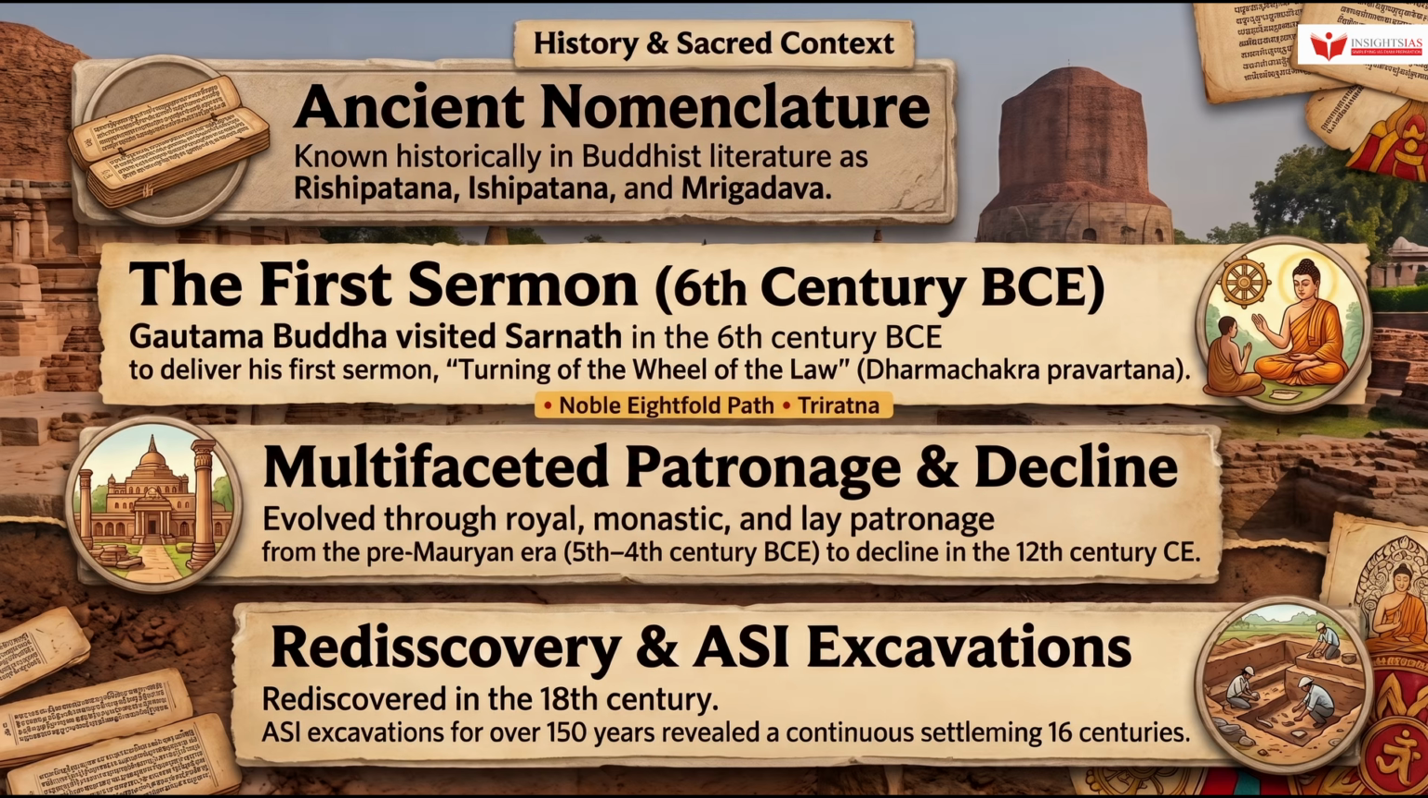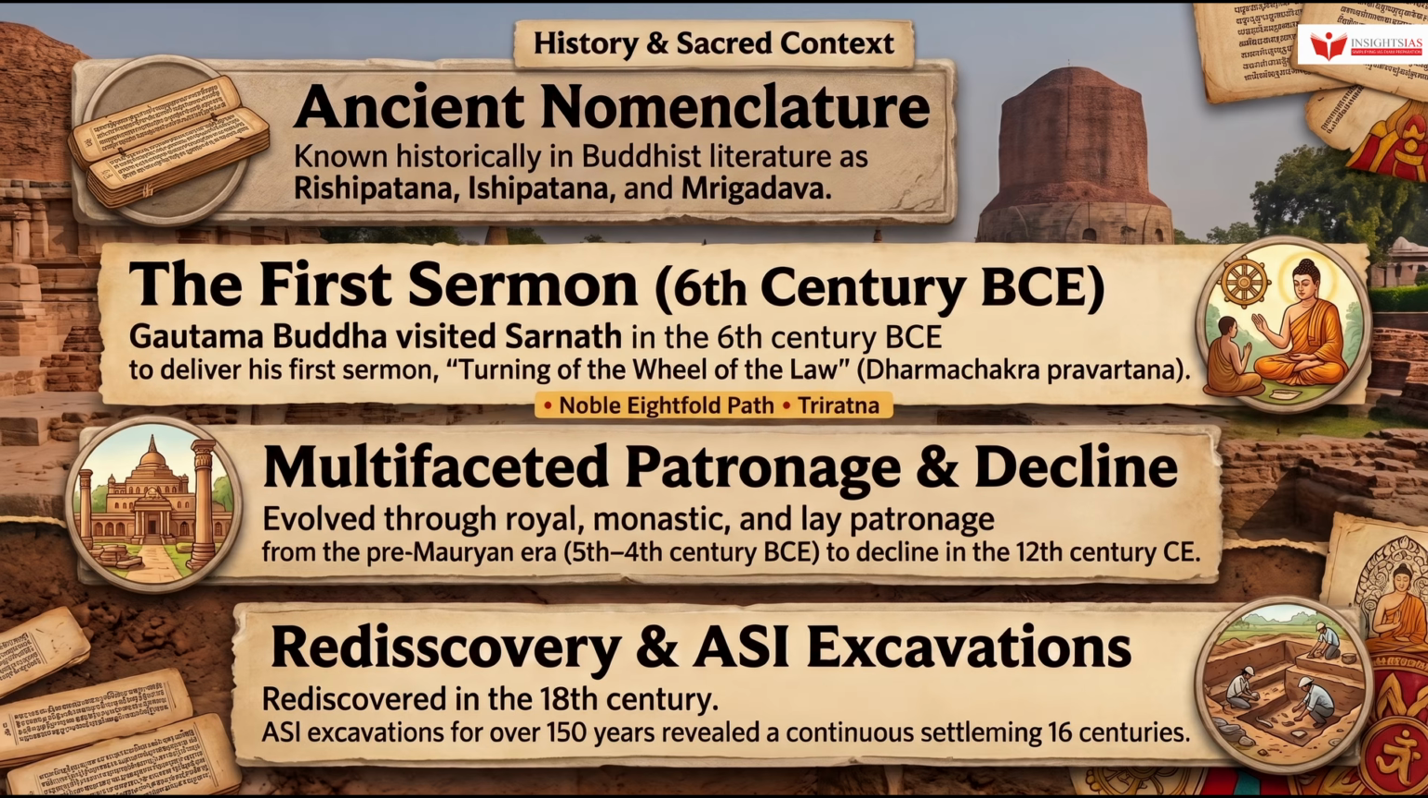Now, let's understand its history and sacred context, because this is genuinely rich, so let's slow down. On ancient nomenclature, it was known historically in Buddhist literature by different names, Rishipatana, Ishipatana, and Mrigadava. On the first sermon, this is the heart of the site's spiritual importance.